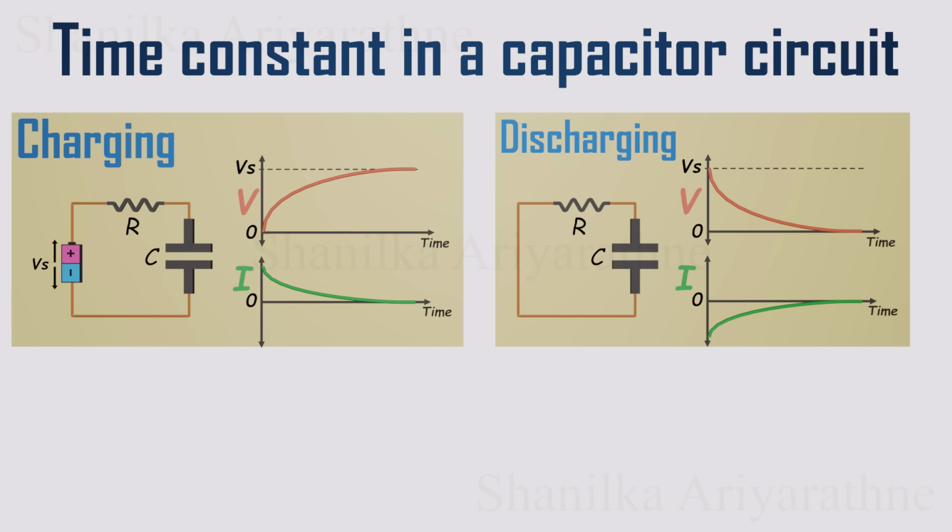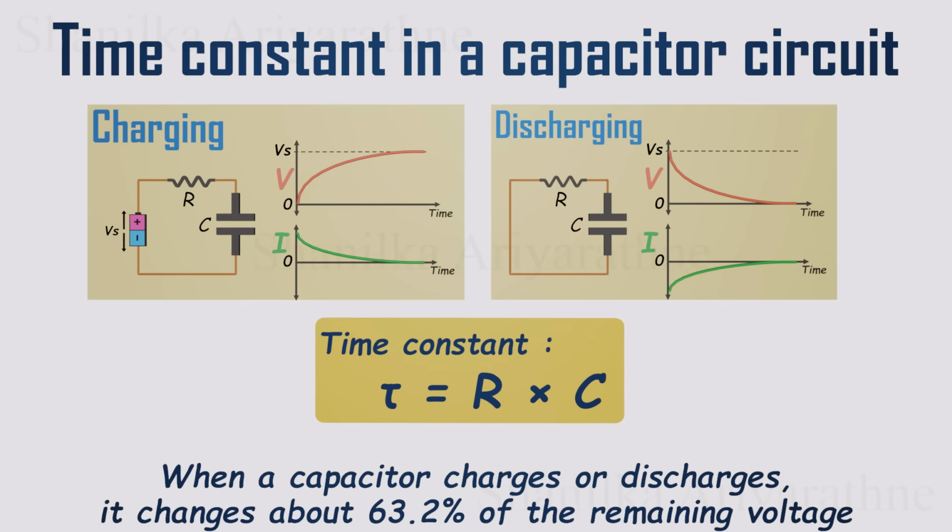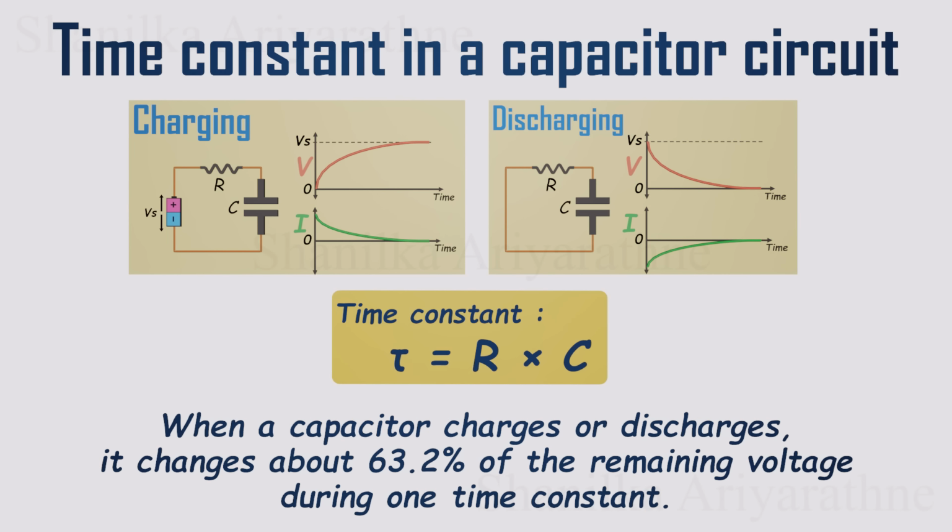Now, here's where things get really interesting. The time constant, represented by the Greek letter tau, tells us how fast this change happens. And it's super simple to calculate. Tau is equal to R times C. Just multiply the resistance by the capacitance, and boom, you've got your time constant. But why is this so important? Because when a capacitor charges or discharges through a resistor, something fascinating happens during one time constant. The voltage changes by about 63.2% of the difference between where it started and where it's heading.